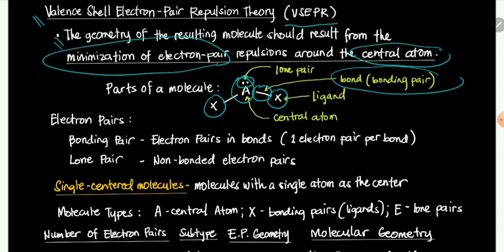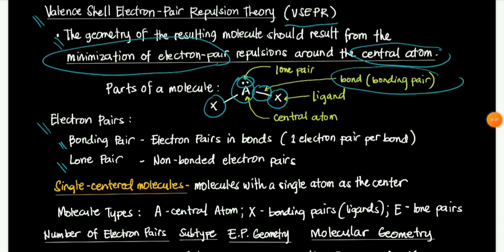And meron tayong mga lone pairs. Pwedeng magkaroon ng lone pair ang inyong central atom. Pwede rin magkaroon ng lone pair ang inyong mga ligands. Okay? So electron pairs ang tawag sa mga bonding and lone pairs. So meron tayong dalawang types actually, bonding pair and lone pair. Okay? So yung mga lone pairs, mas dispersed sila kaysa sa bonding pair. So yung repulsion due to the lone pair is greater than that of the bonding pair.